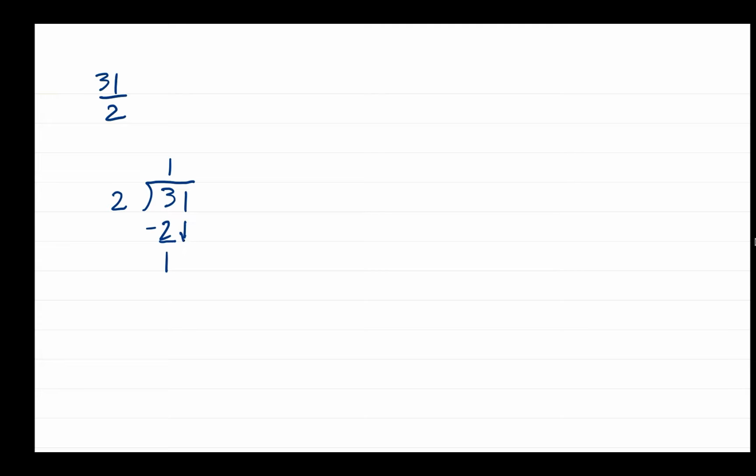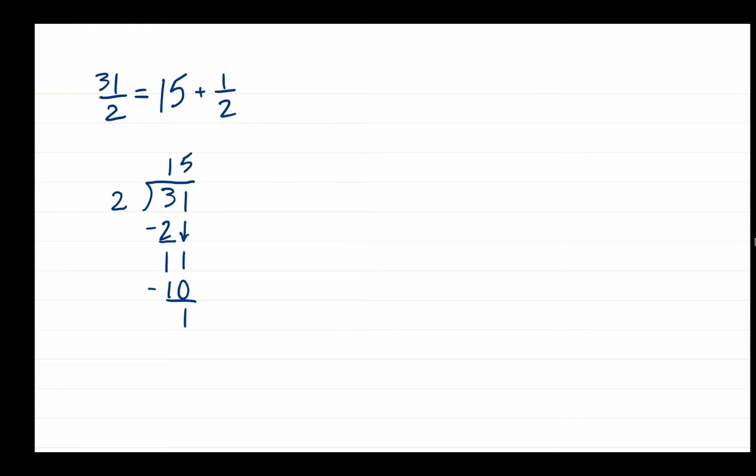Now I bring down the 1, and I ask myself, how many times does 2 go into 11? And it's 5 times. 2 times 5 gives me 10, and I have 1 left over. So here's what I have. 31 divided by 2 is 15, and the remainder is 1 out of 2. So most people write this as just 15 and a half, but of course it is 15 plus 1 divided by 2.